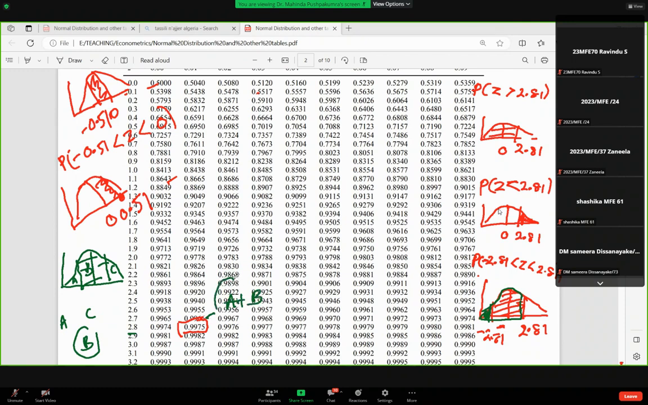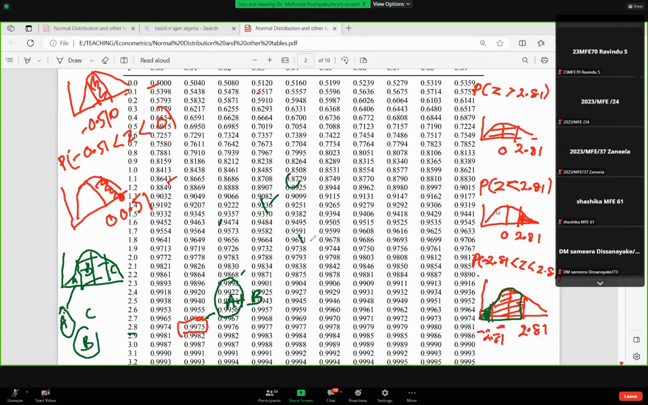Then now you want to remove A. How to find the value for A? Any answer? How to find the value for A? 1 minus C. Yes. Value of A. Any answer? 1 minus C.